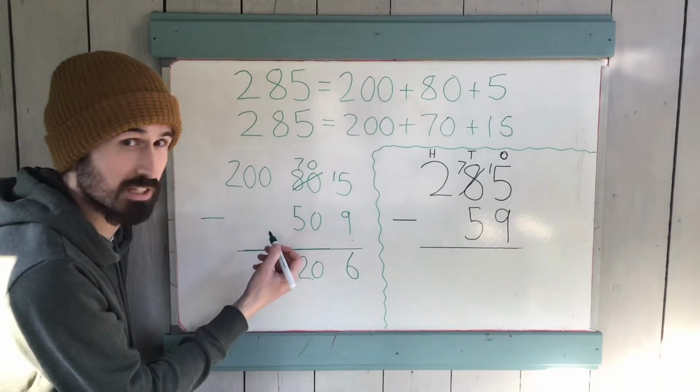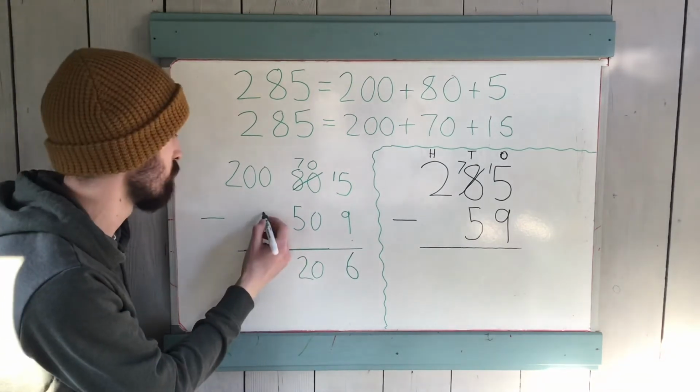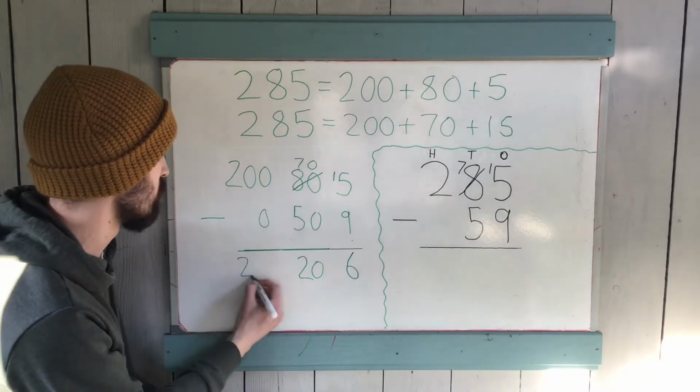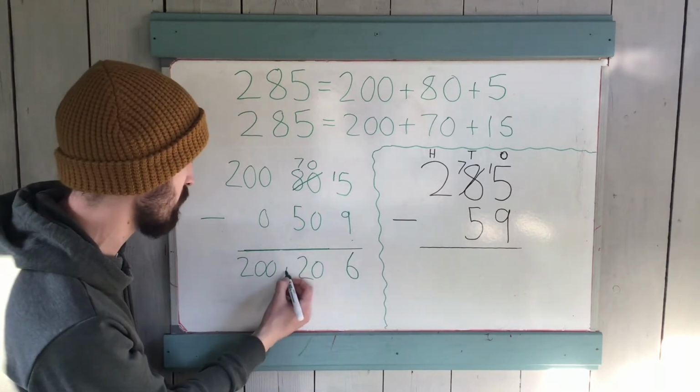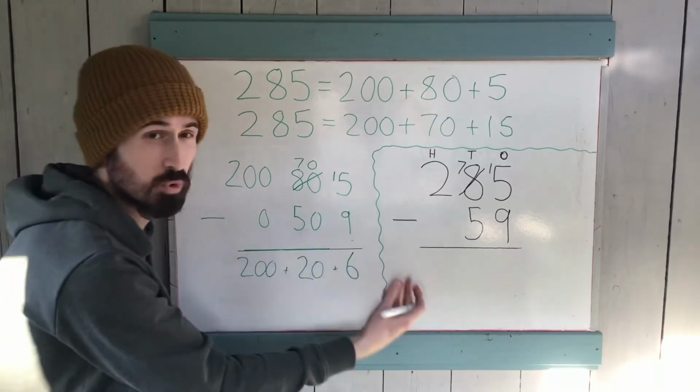Any gap that you ever see in maths, you can fill with something called a placeholder, which is 0. 200 take away 0 is 200. So I'm predicting that my answer here is going to be, when we add these together, 226.